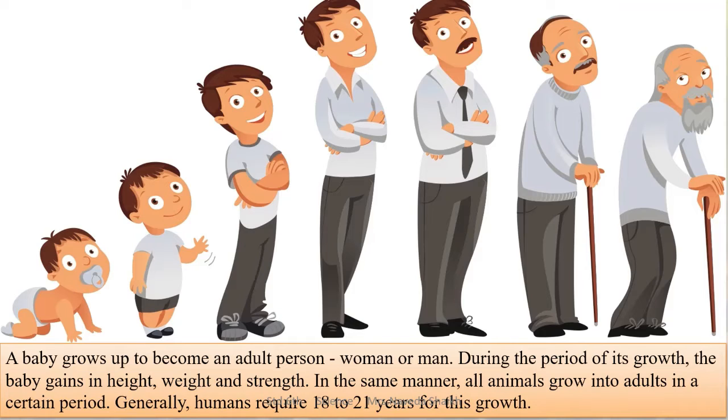So in the same manner, all animals grow into adults in a certain period. Like say if humans can live for about 60 years, there are different animals which live for a certain period. Like dogs, they live for 10 to 12 years. Generally humans require 18 to 21 years for their growth. Now remember, human beings like us do not grow throughout their life. They have a particular time period in which their body grows, from the moment you were born till you turn 18 to 21, depending on the individual.